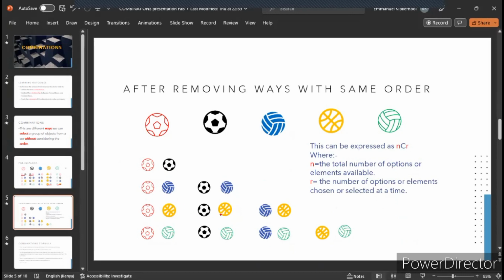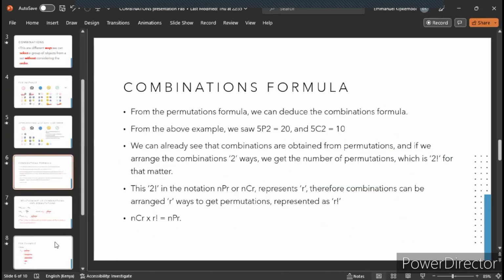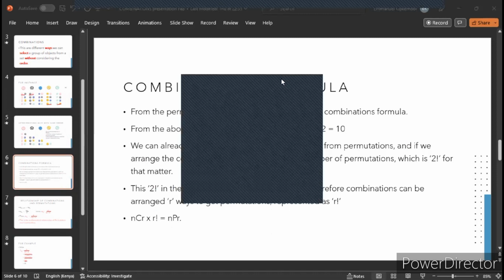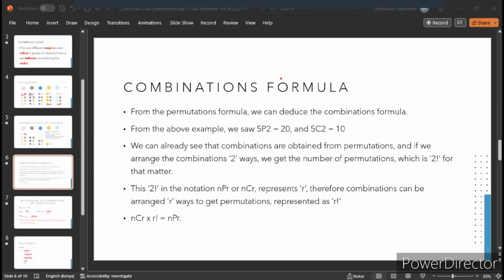So this can be expressed as n combination r, where n is the total number of options or elements available, and r is the number of options or elements chosen or selected at a time. So what can you say is the difference between permutation and combination from that explanation? Jacob? Yes, sir. Tell us the difference between permutations and combinations.